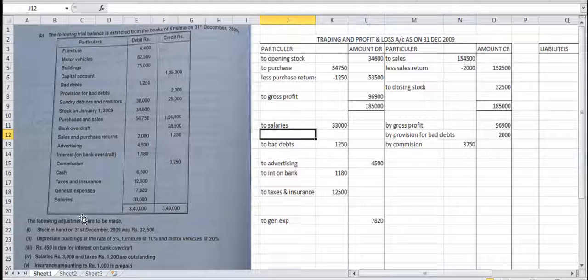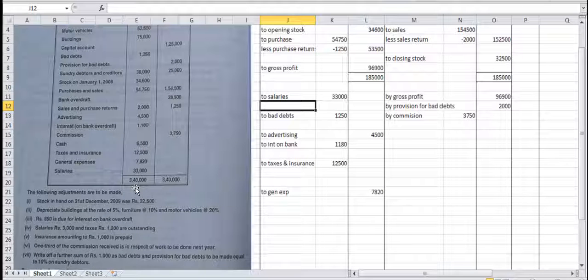So we have taken all the entries from the box. Now come to the adjustment. Stock in hand means closing stock. It will affect the trading and balance sheet. Depreciation on building 5%. Okay, so all the depreciation we have to take here. To depreciation on building. How much depreciation on building? 5%. Okay, the total amount of building is 75,000, into 5%. How much?